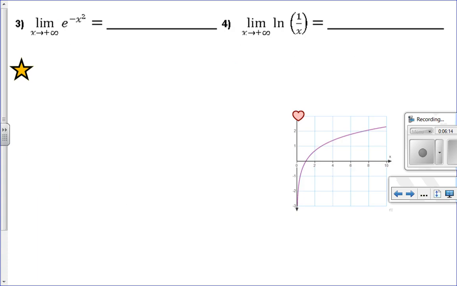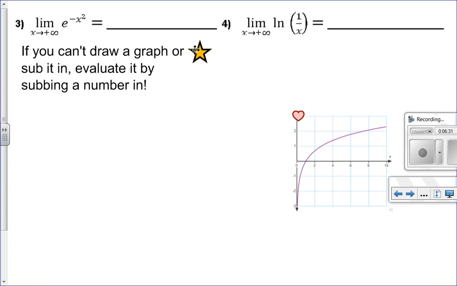Okay, in this next one, the limit as x approaches positive infinity of e to the negative x squared. So I can't substitute in positive infinity. I also can't draw that graph. I don't know exactly what that graph would look like because it's not e to the negative x, it's e to the negative x squared. So if you can't draw a graph or sub it in, try subbing a number in, or just the idea of what the numbers would be.